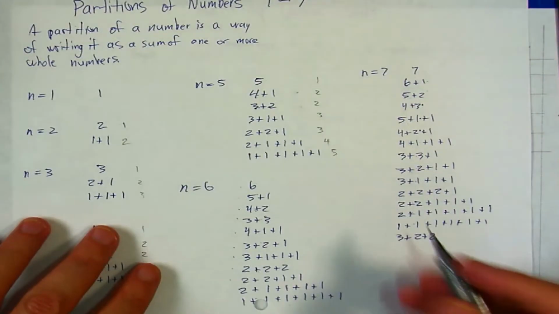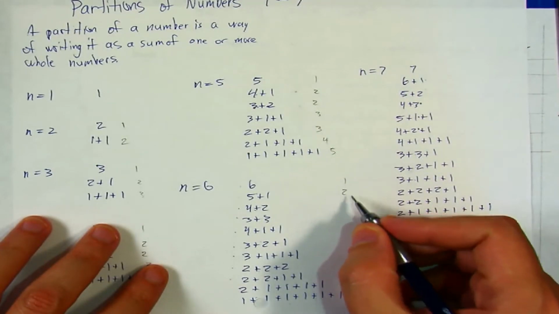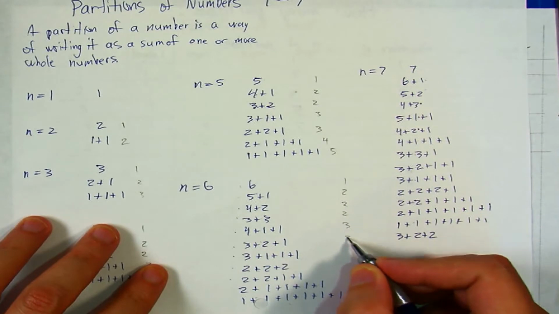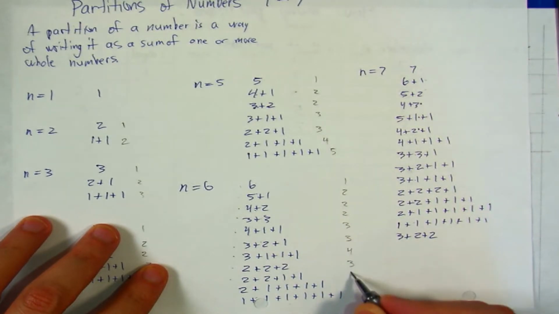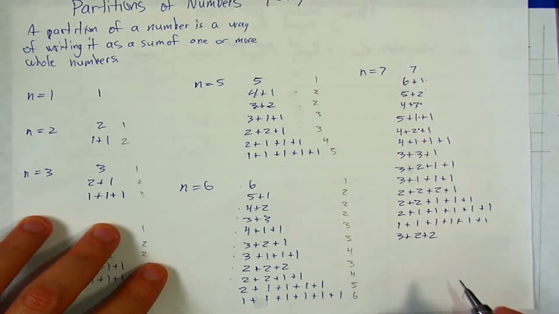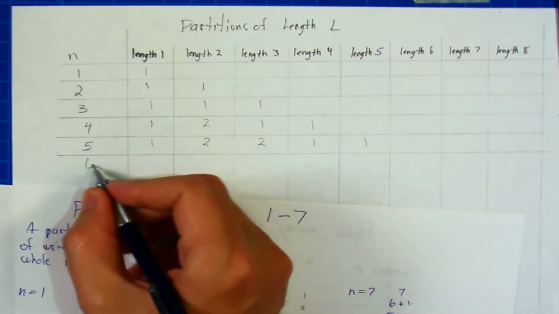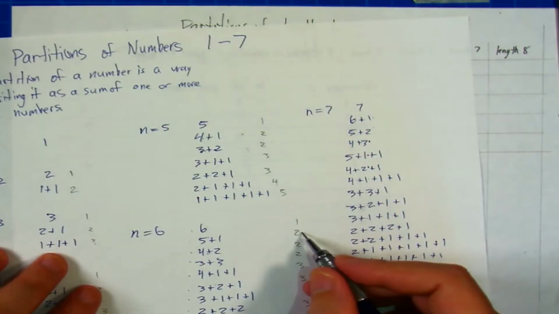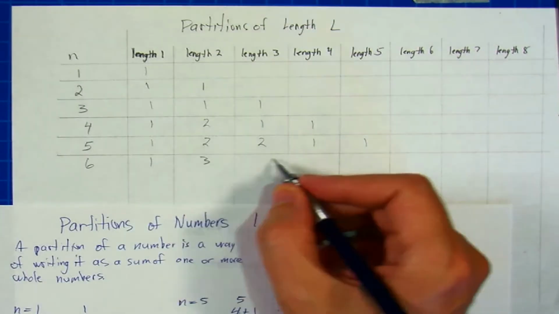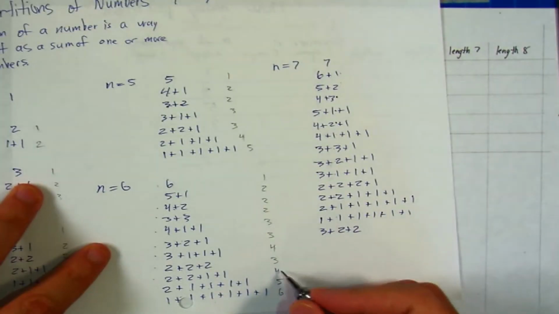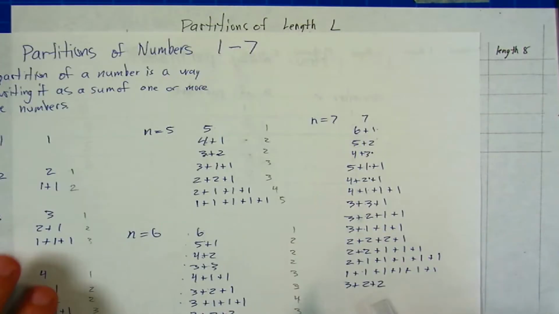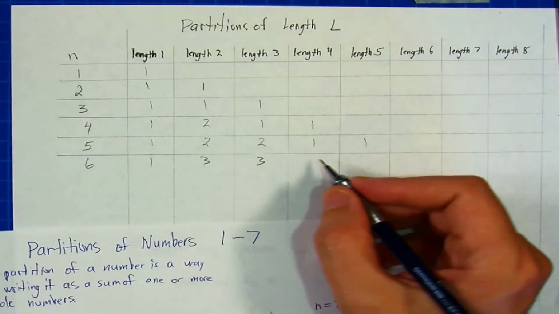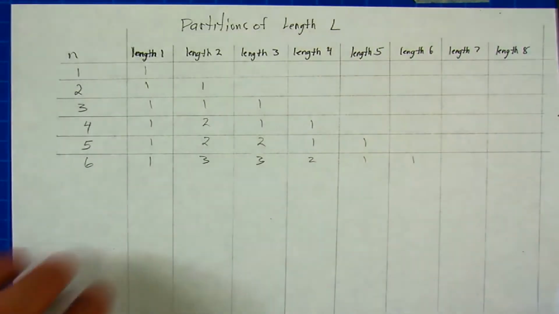And do the same thing for n equals 6. There's a 1, there's a 2, a 2, a 2, a 3, a 3, a 3, a 4, a 4, a 5, and a 6. So we have 1 of length 1, 3 of length 2, 3 of length 3, 2 of length 4, 1 of 5, and 1 of 6.